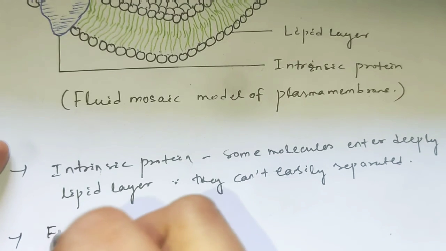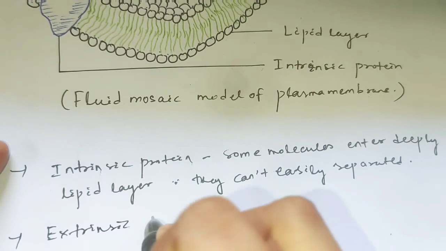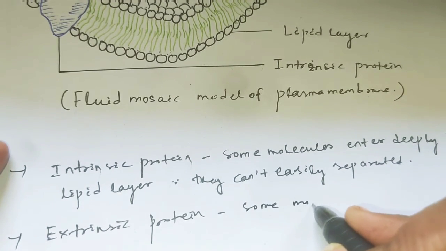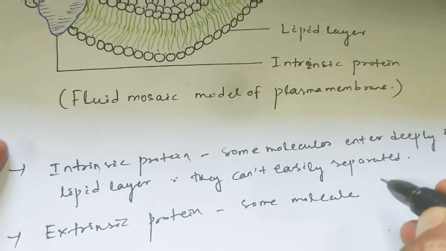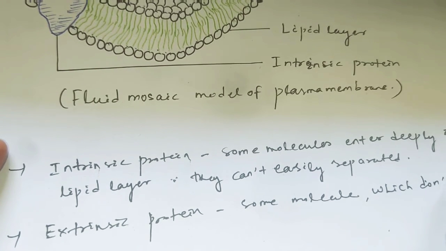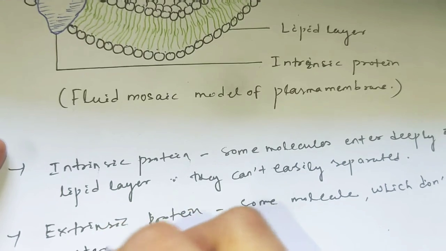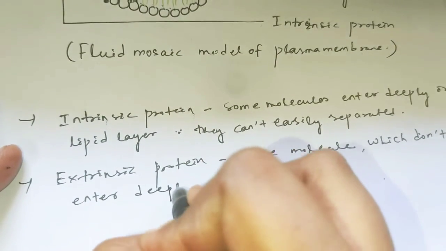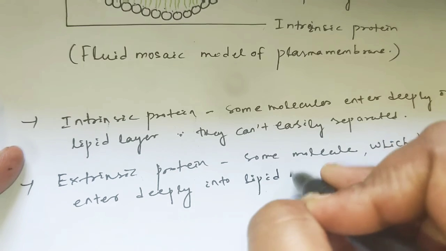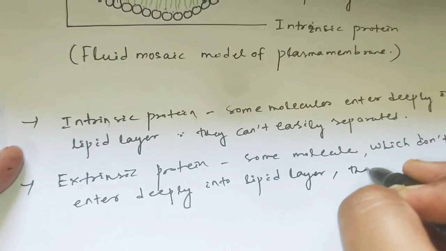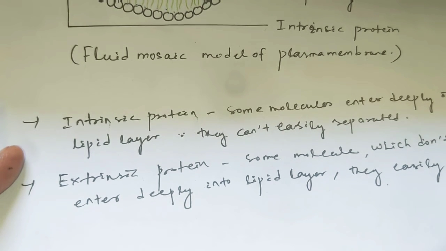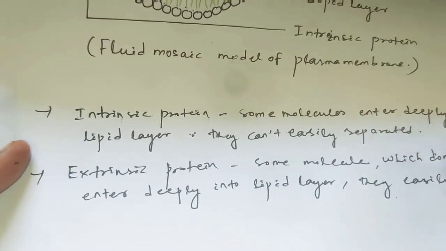Now come to extrinsic protein. What happens in this case? It is protein which does not enter deeply into the lipid layer, and they are easily separated. That's the difference between the two proteins.